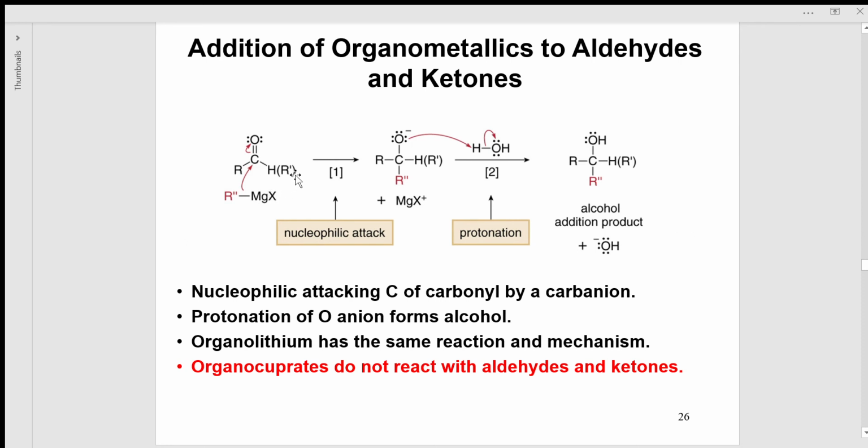Another secret I shared with you: if the carbonyl compound here is an aldehyde or ketone, the hydrogen and alkyl group never leave this substrate. So you can attack to form an oxygen anion here, but they never leave. This part never leaves the substrate. The next step is the protonation of this oxygen anion to form alcohol. So this is the final product of either aldehyde or ketone reacting with the organometallic compound.